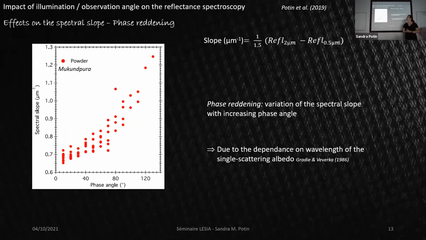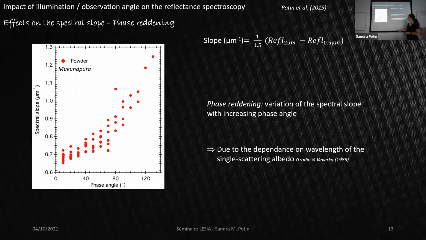Why reddening? Because we said that the spectrum is red when the reflectance is higher in the long wavelengths, so we have a positive slope. In the opposite case, we say that the spectrum is blue when the reflectance is higher in the short wavelengths, so with a negative slope. In this case, we have an increase of the reflectance in the long wavelengths, so reddening of the spectrum.